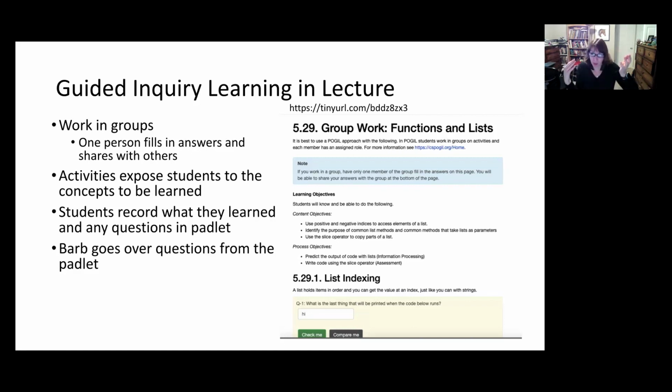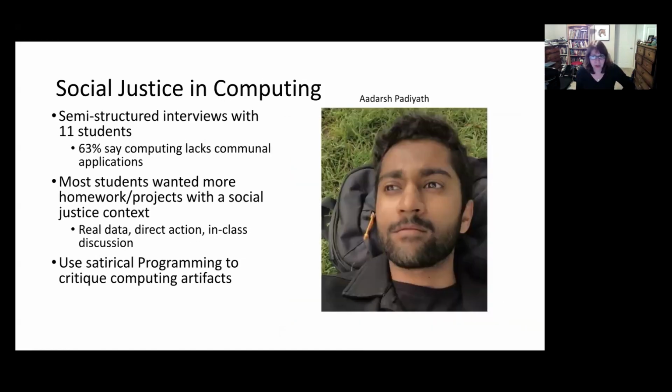They can record what they learned and what questions they have in a Padlet, which is another free tool that you can use to have people anonymously ask questions. And then I go over the questions during lecture. There's a lot of research that shows POGIL increases engagement and grades.